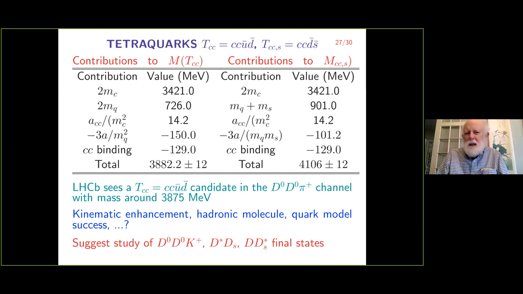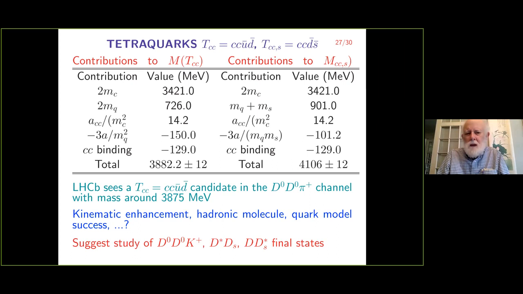So that would be a signal in the D* D_s and D D_s* final state. So we advocate study of those final states as well as D0 D0 K+.